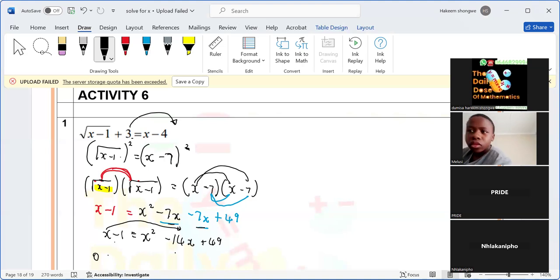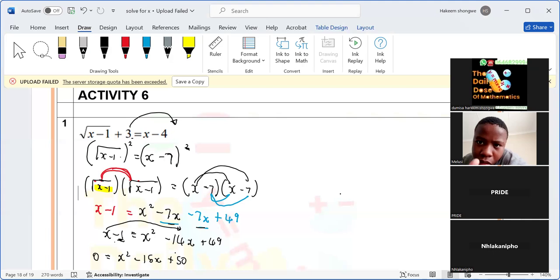Take the 1 to the other side. It's also going to become positive. So you have x squared. This one was positive, when it gets to this side, it's going to give us minus 15x. This one is negative, when it comes to this side, it becomes positive. You're going to have plus 50. Okay, so what should we do from here?